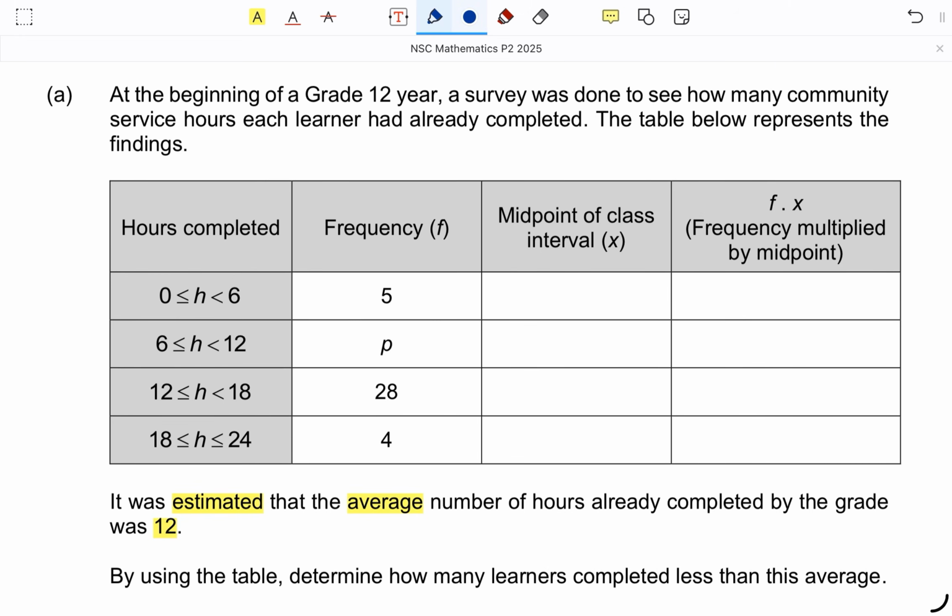So the midpoint of the interval would be the start and the end added together, and then that answer divided by 2. So you can do this for each interval class. So we got 3, 9, 15, and 21. And then we have to multiply the frequency and the midpoint for each of these. So we are going to just multiply them. This is 9p, and then if we multiply this, it's 420, and then multiply this, 84.